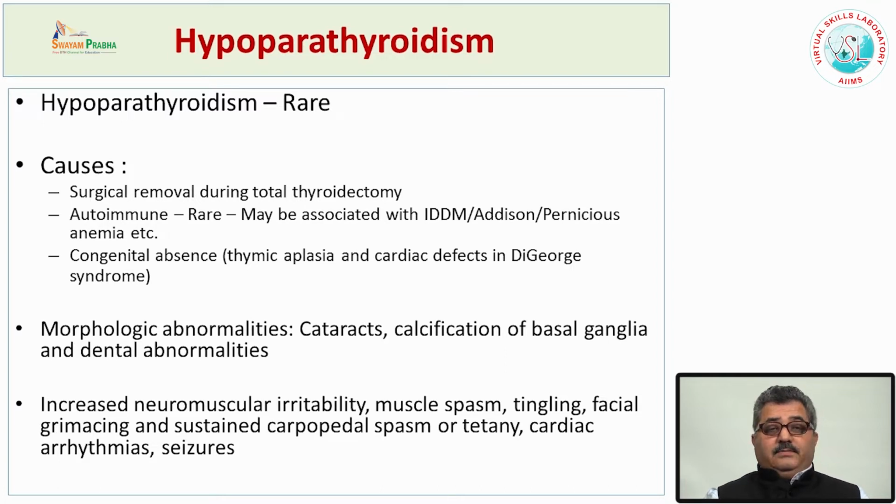Now, how does hypoparathyroidism manifest? Most of the time there is a cataract, calcification of the basal ganglia, and some dental abnormalities. Whenever calcium levels are decreased, there is increased neuromuscular irritability, muscle spasm, tingling, facial grimacing, sustained carpopedal spasm, tetany, cardiac arrhythmias, and seizures. And most of the time the cause of death is cardiac arrhythmias and seizures.